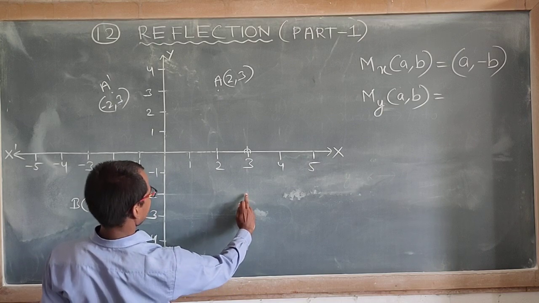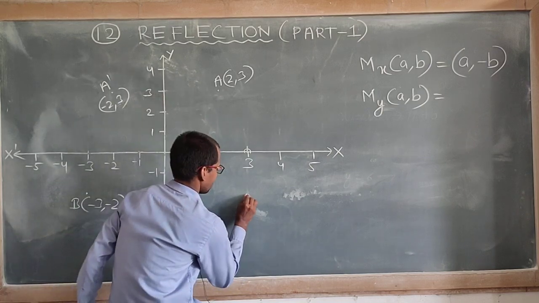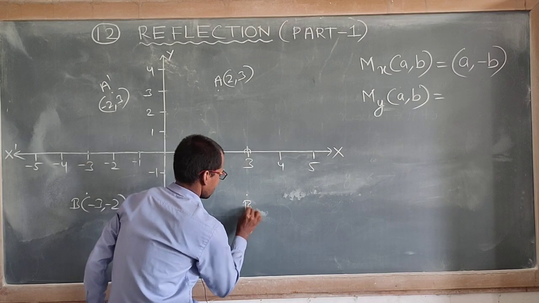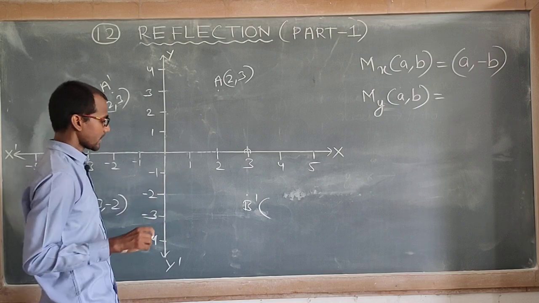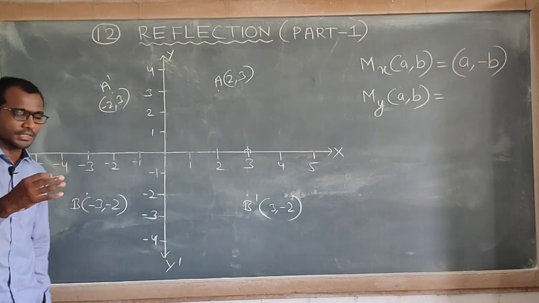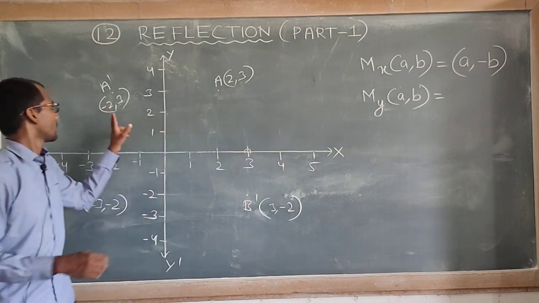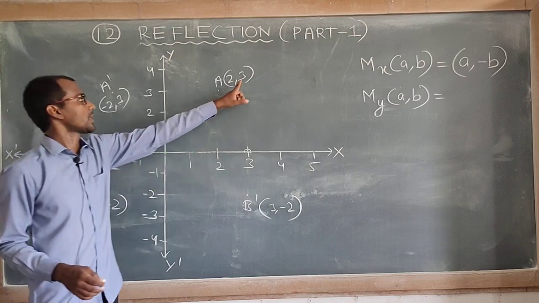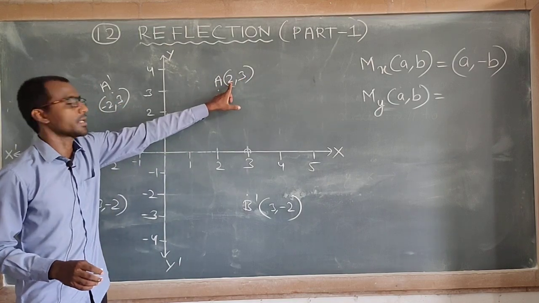This point is B dash, the image of B. Its coordinates are 3, -2. So what change did you observe? 2, 3 became -2, 3. That means the y coordinate is not changing. You can see 3, 3, not changing. Only the x coordinate is changing.